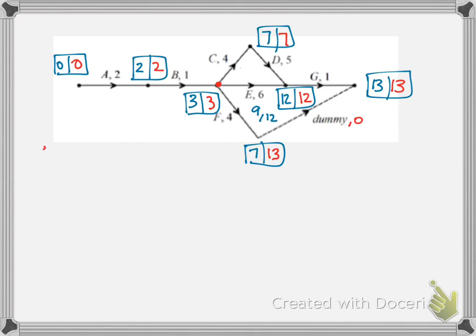Okay, so let's answer part A. Part A just asks me the duration of activity D, which is 5 weeks. It's already written there on the diagram. Part B, what are the immediate predecessors of G? So by immediate, I mean right before. I don't mean all the other ones in the network. So we've got D here, and E are my immediate predecessors to G.